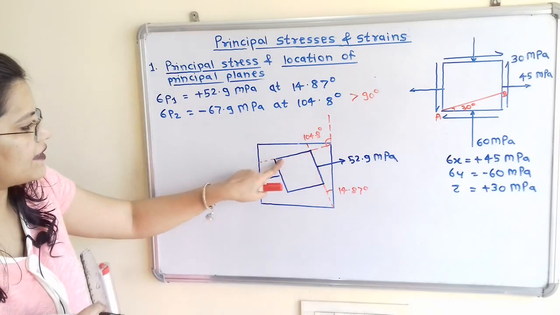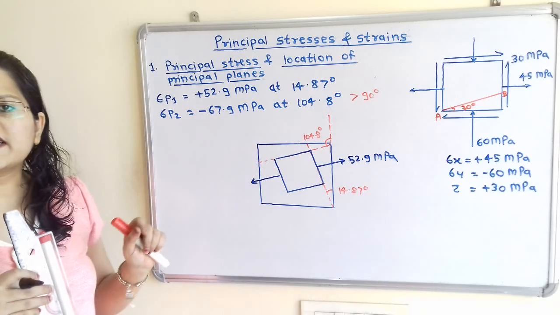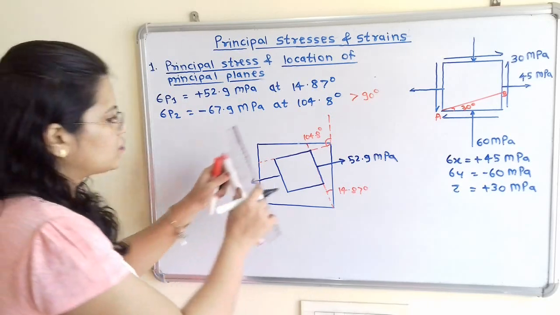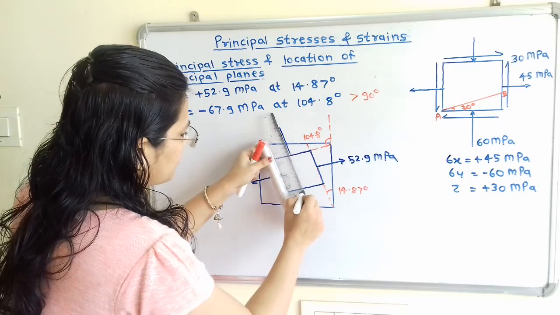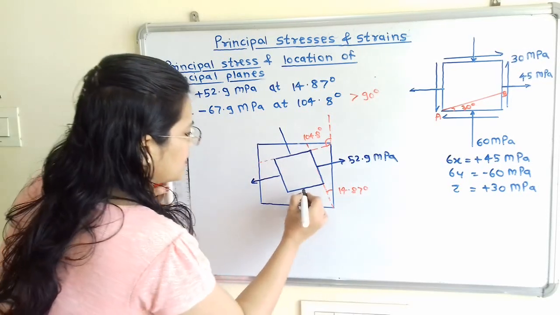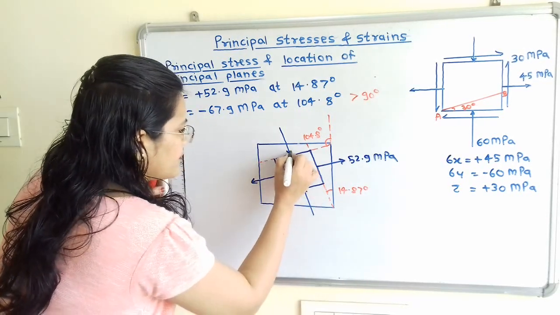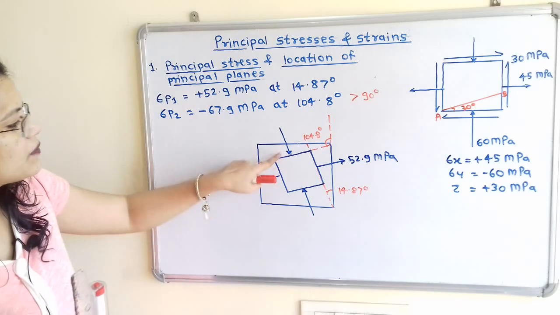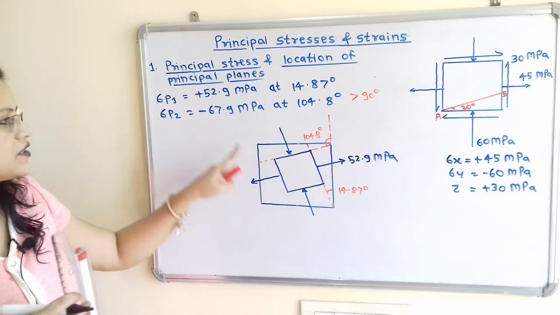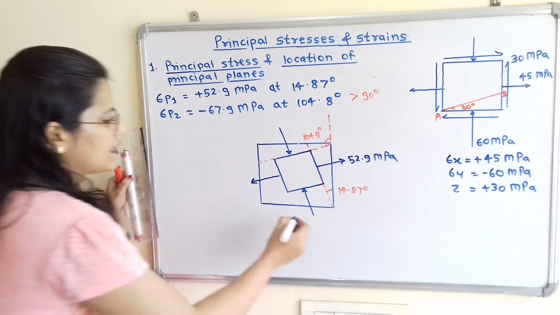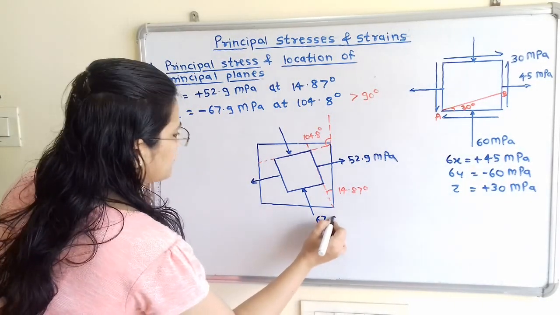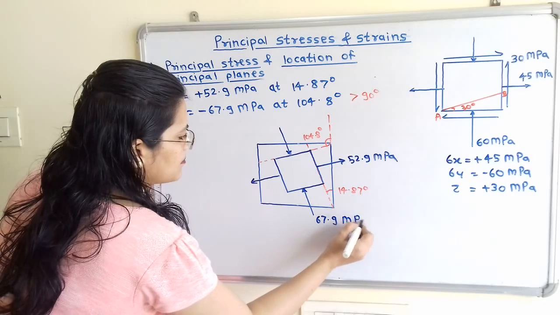Now we will show the minimum stress at an angle of 104.8 degrees. So this is the line. If we observe here, this is a negative sign, which means compressive stress. So I will show compressive stress, that means the arrow towards the body. Now I have shown compressive stress with the help of the arrow. We have to mention only the magnitude without sign, so I will mention 67.9 megapascal.